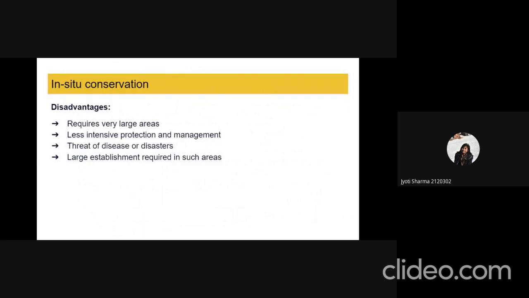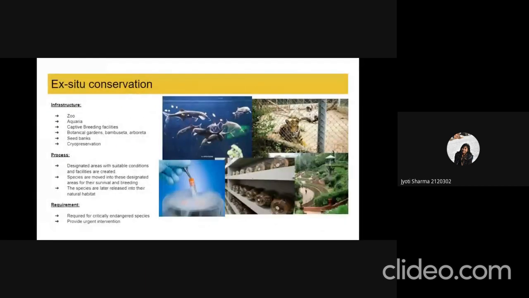But in the zoo, we protect each species individually. So here we have less intensive protection and management. There may be a threat of disease or disaster, and we can't control it in a complete manner. Of course, in a partial manner we can control it. Then a large establishment is required in such areas, so a large investment is needed.